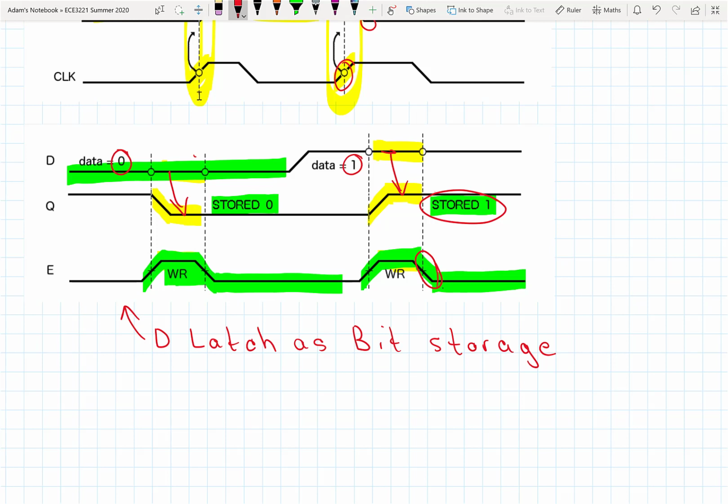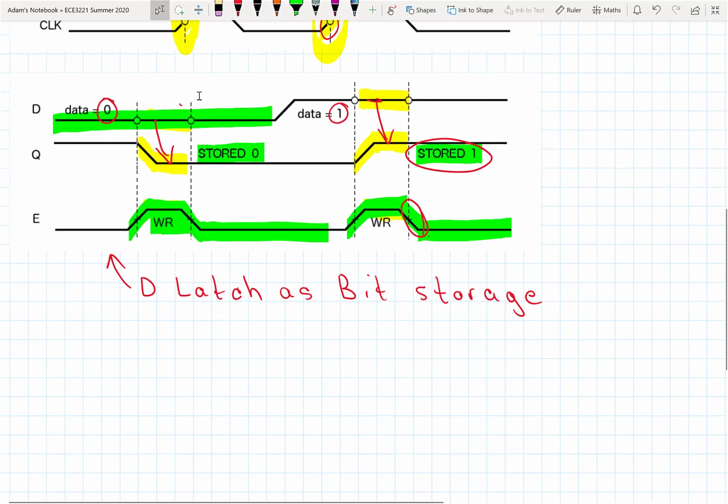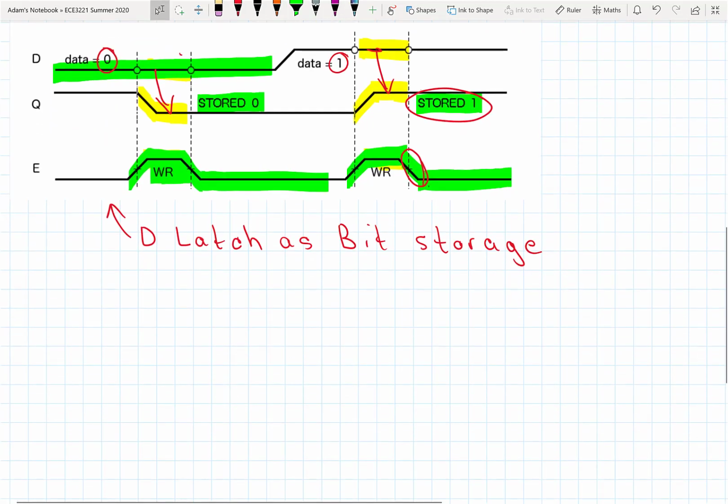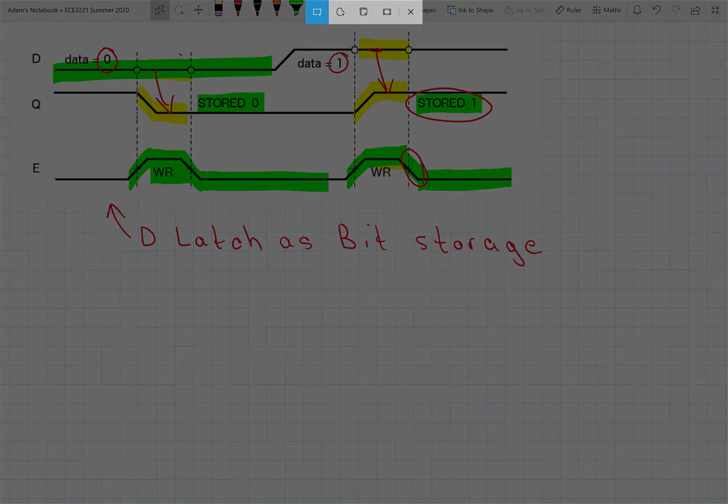Okay, so now we can picture the latch as a memory device, and we can start to imagine this being used as memory in a computer system. Okay, so that's looking at a latch as a single bit memory storage device. We can, of course, do the same for a flip-flop. So let's look at the same diagram for a flip-flop.